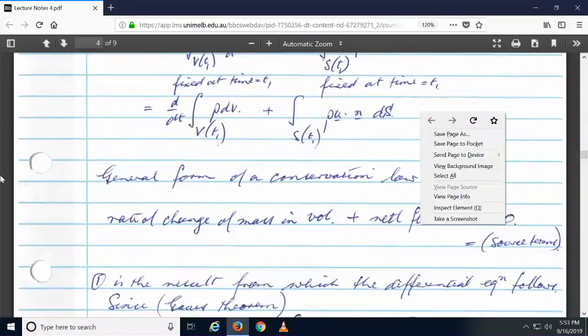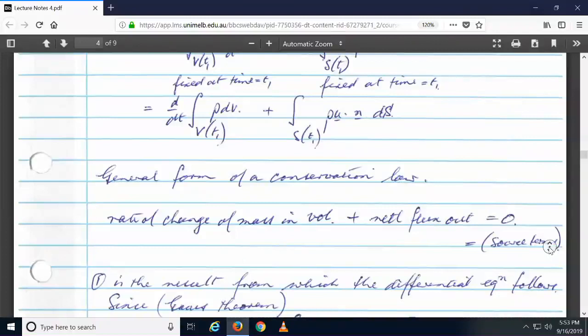So there it is in words, the rate of change of mass in the volume plus the net flux out is equal to 0 in this case, or if it's some other form of conservation law, it's a source term.